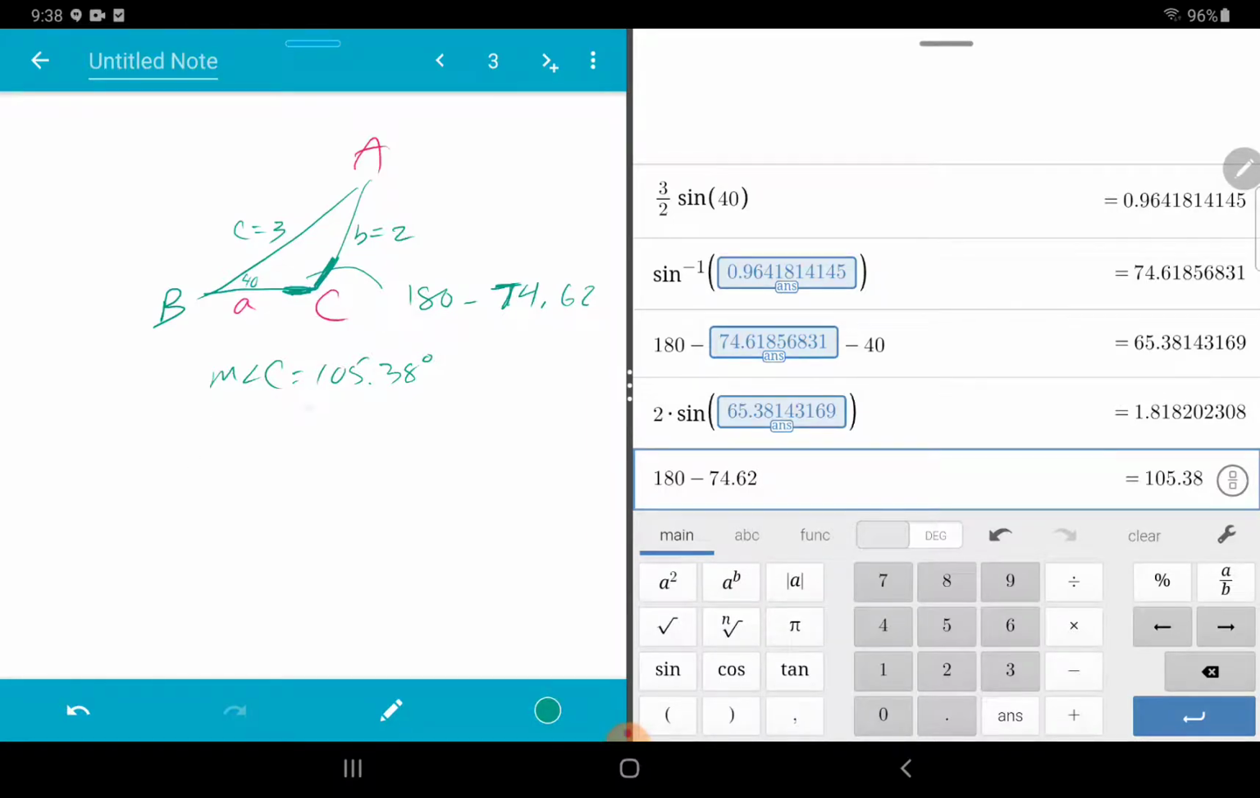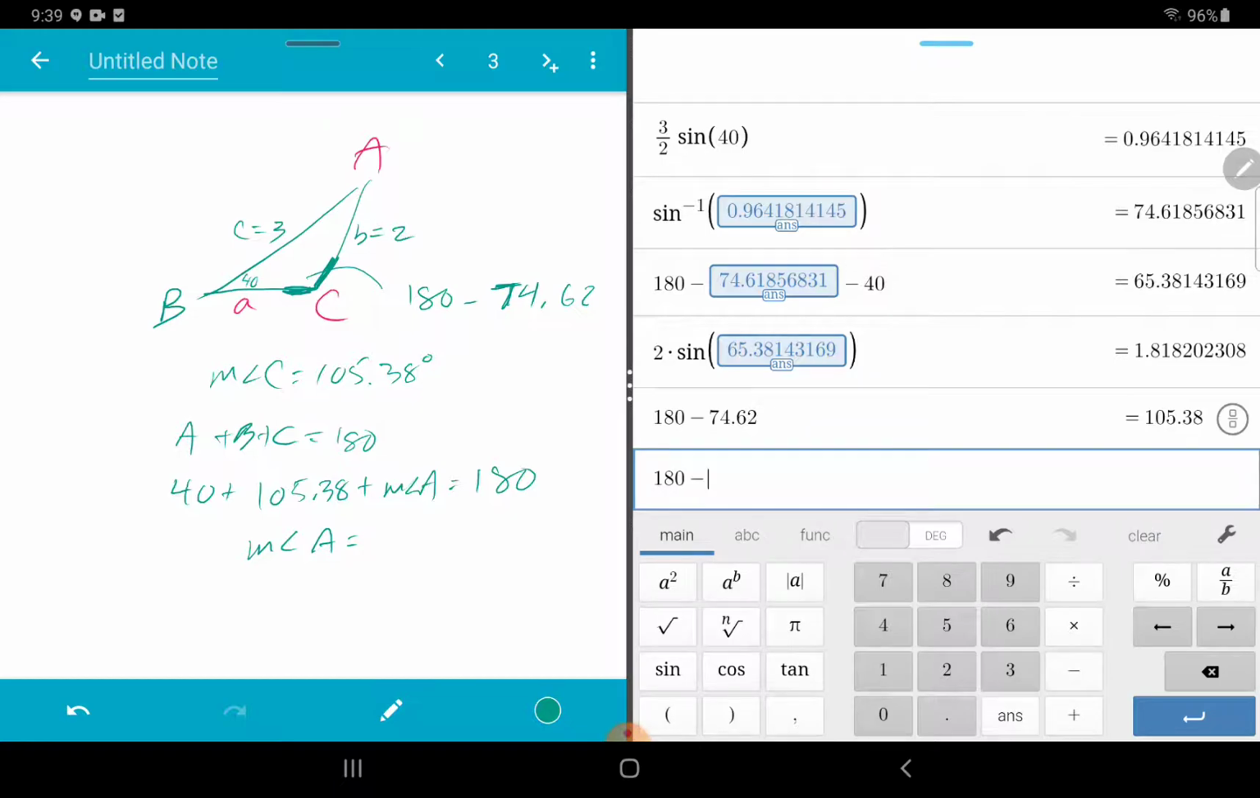From here, it's all the same. Okay? So from here, we can find angle A. So A plus B plus C equals 180. And so now we say 40 plus 105.38 plus measure of angle A equals 180. So measure of angle A is equal to 180 minus 40 minus 105.38, which is equal to 34.62 degrees. There's measure of angle A.